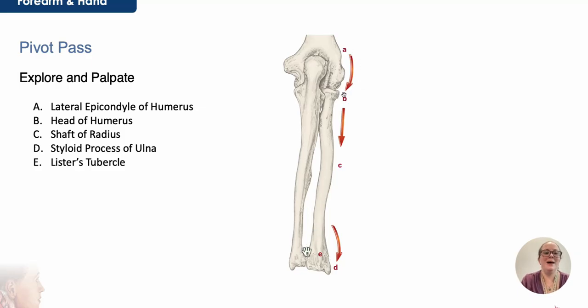Lateral epicondyle, it goes to the head. That's the head of the humerus right here, right? This section here, it goes down the shaft of the radius, right? You go to the styloid process of the ulna, and then up here is Lister tubercle. Like I said, I believe it's a thumb muscle attachment, but don't quote me.